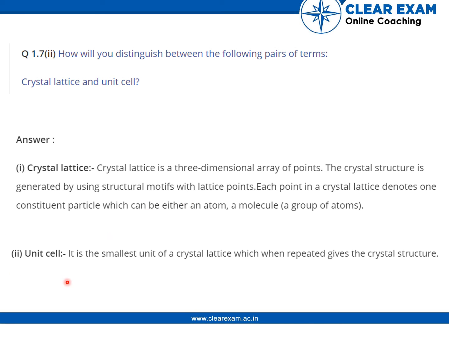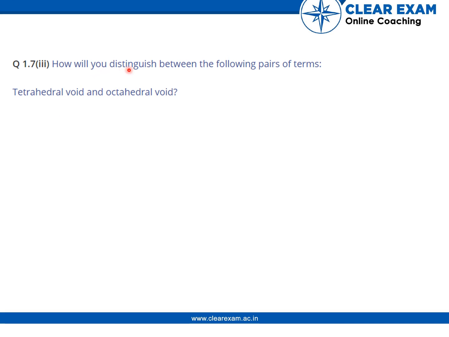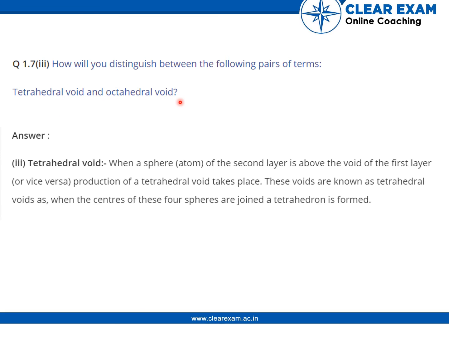Now the unit cell is the smallest unit of a crystal lattice, which when repeated gives the crystal structure. So it means that when we combine a large number of unit cells, it gives us the crystal lattice or the crystal structure. Third is how will you distinguish tetrahedral void and octahedral void? Tetrahedral voids: when a sphere or atom of the second layer is above the void of the first layer or vice versa, production of tetrahedral voids takes place.